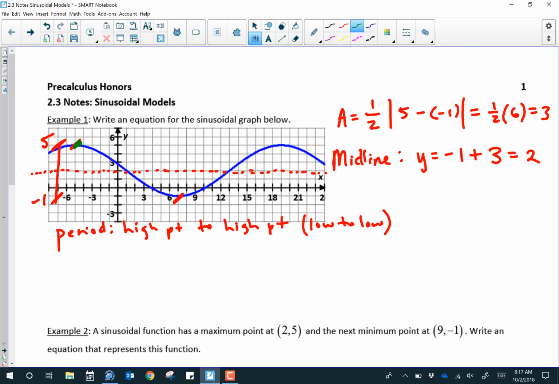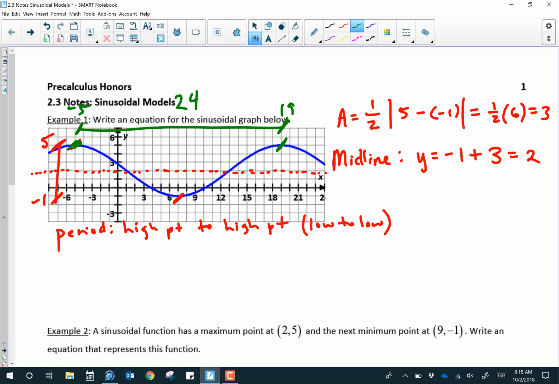I go from this high point to this high point, and we're looking at x values. Just like I did with the amplitude, I'm going to do the same thing with my x values. What's the x value of this first high point? -5. What's the x value of the next high point? 19. So that's a distance of 24.